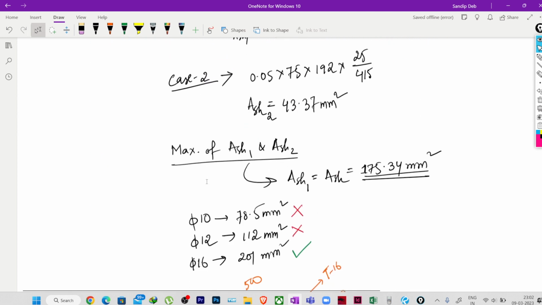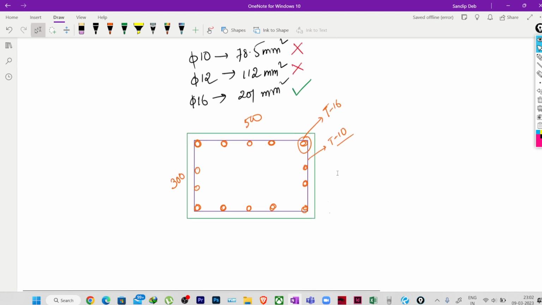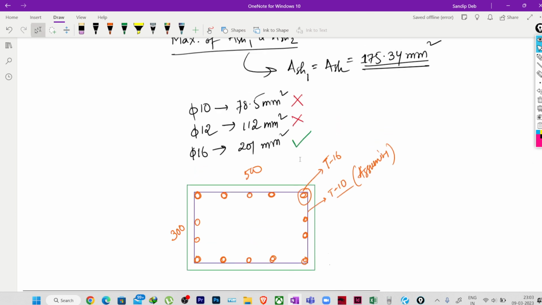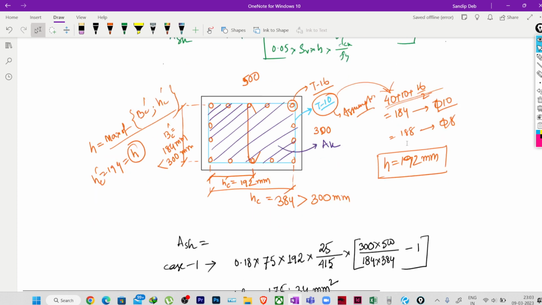Finally we are getting the answer as this 16 mm diabar. So here we are assuming 10 mm diabar. Suppose here also we are assuming 10 mm diabar. So if we assume 10 mm diabar, 58 will be your effective cover in case of 16 mm diabar, right? 50, 16 by 2, 8, yeah, 58.